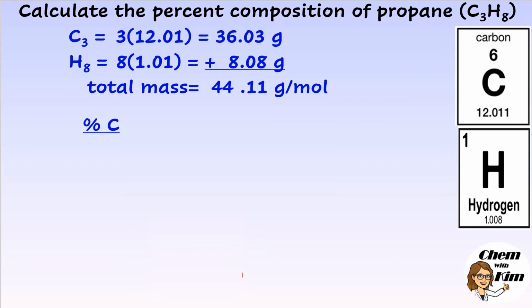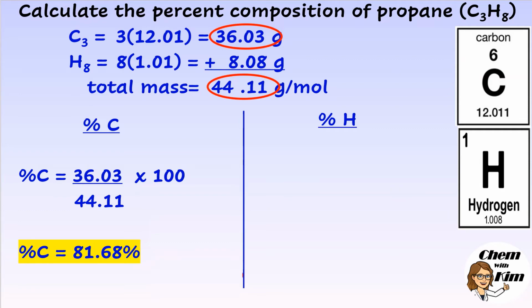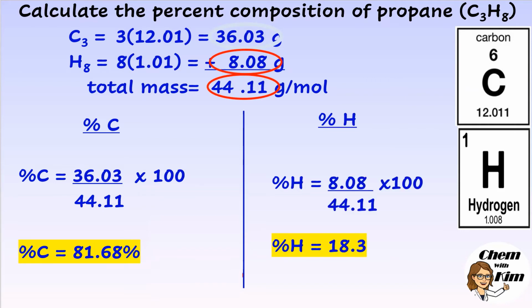All right, so now we can start by finding the percent of carbon. We're going to need to take the mass of carbon and put it over the total mass. So the mass of the carbon was 36.03, divide by the total mass of 44.11, and that should come out to be 81.68%. To find the percent of hydrogen, we're going to take the mass of the hydrogen, which was 8.08, and divide that by 44.11 times 100, and we see that hydrogen's percent is 18.32.